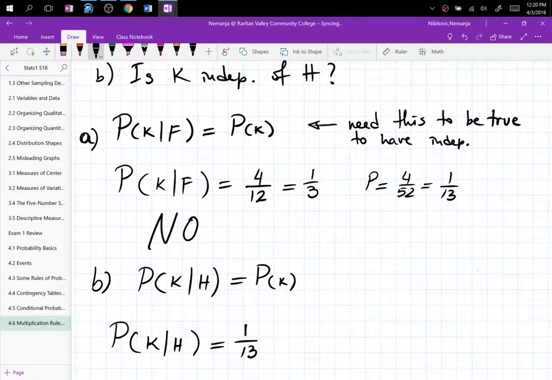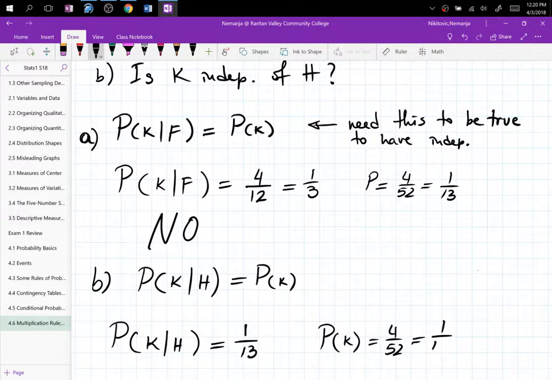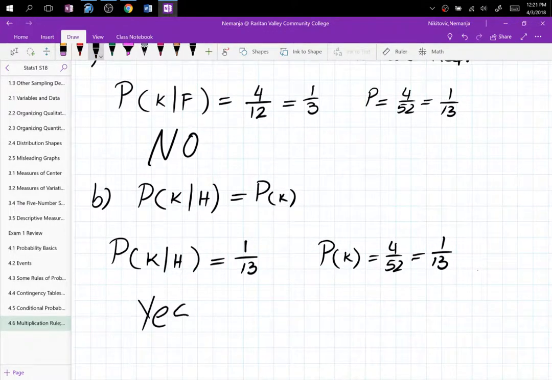Remember what's given to you, right? I am giving you only hearts. That's only 13 cards and only 1 king in those 13. There's only 1 king of hearts. You don't have 2 or 3 kings of hearts. So 1 out of 13 cards. That's the probability of picking. If I give you only the hearts from the deck, you only have 1 king in that. That's a quarter of the deck, right? So 1 in 13. And what is the probability of picking a king in general? Which is 4/52, which is also 1/13. Now they're the same. So they're independent. Yes.